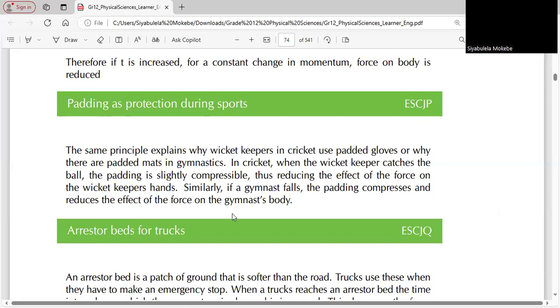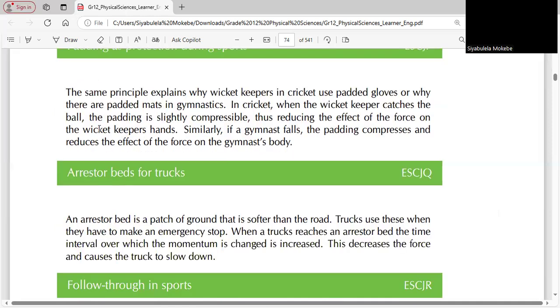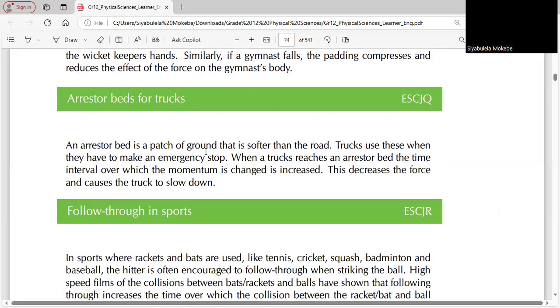Arrestor beds for trucks. Trucks use these when they have to make an emergency stop. When the stopping time of the truck is increased, this decreases the force and causes the truck to slow down.